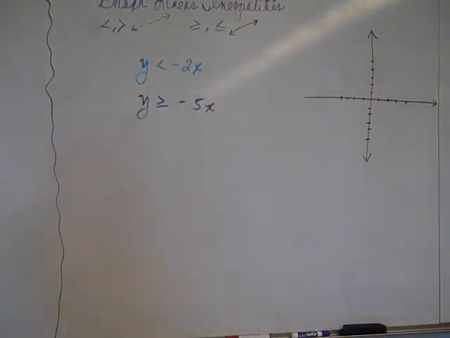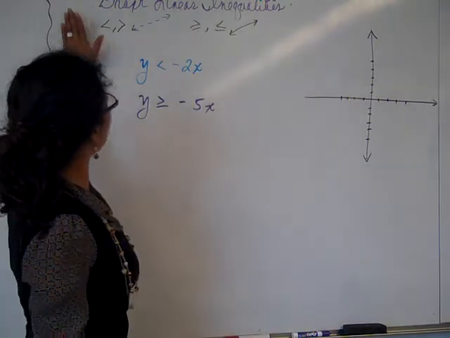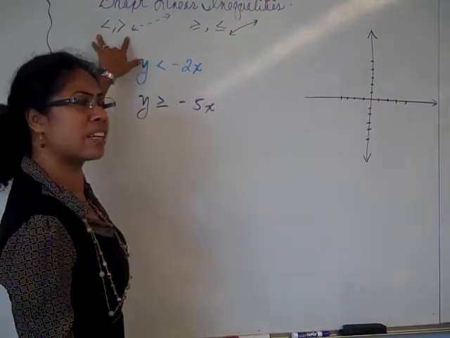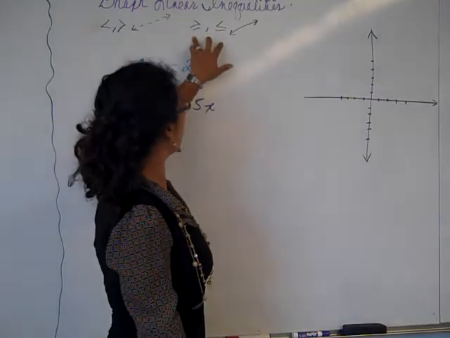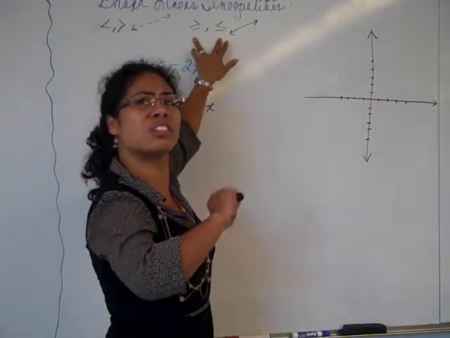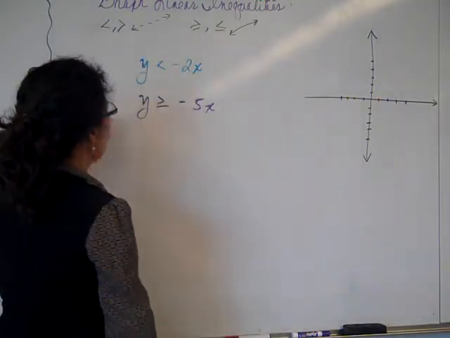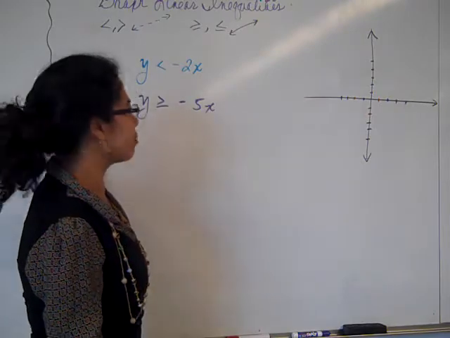All right, so this is another graphing of linear inequalities. Again, before we start graphing, please be aware that if it's less than or greater than, you would have a dashed line. If it's greater than or equal to or less than or equal to, then you have a solid line. All right, so we have two inequalities to graph.